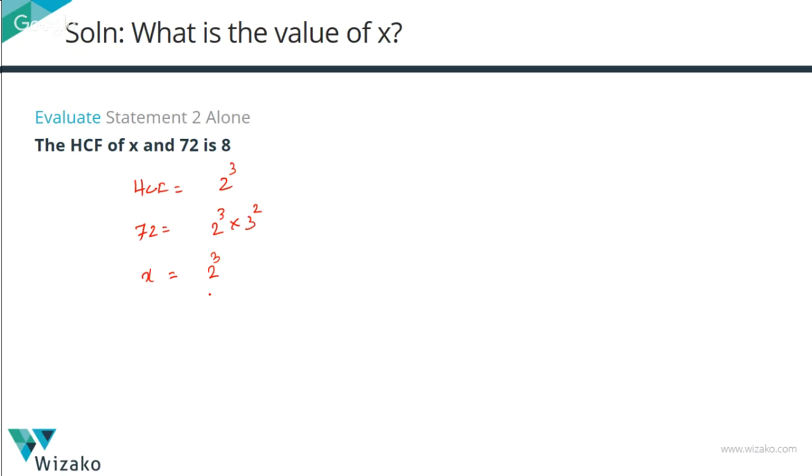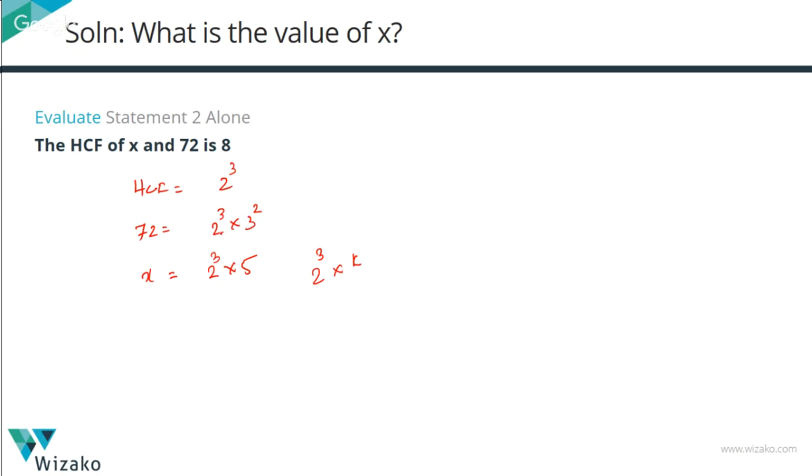Is that the only value possible for it? X could be any multiple of 2 cube other than having 3 as a factor in it, which is X could be 2 cube into, let's say, a K. K should not contain any 3 in it. Then the HCF of X and 72 will certainly be an 8. Let's look at this. I'll go with a K as, let's say, a 5. 2 cube into 5 is equal to X, for example.